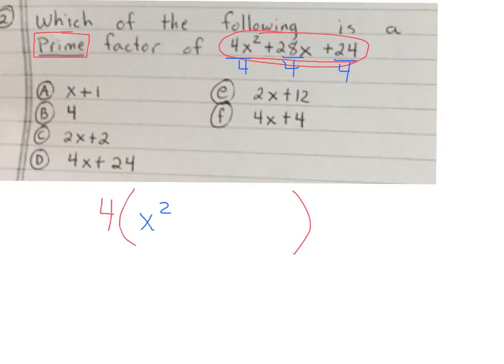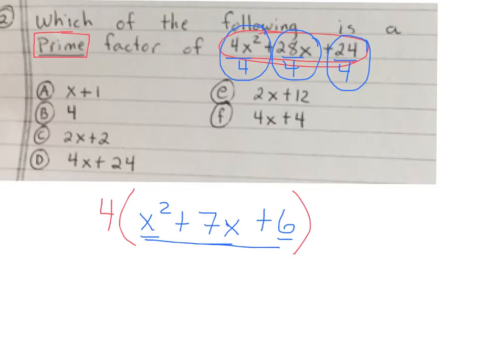X squared plus 7x plus 6, right? Because 4x squared divided by 4 is just x squared. 28x divided by 4 is just 7x. And 24 divided by 4 is just 6, isn't it? And now I need to factor what's inside the parentheses here. But let's stop for just a second. Some of you picked B on this, didn't you? You said 4 was a factor of it. Is 4 a factor? Say yes. 4 is a factor, but why is B not the answer? Right, because they asked for the prime factor. Well, 4 is not prime. 4 is not a prime number.